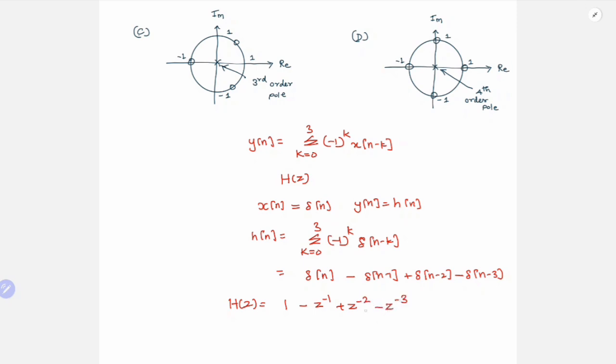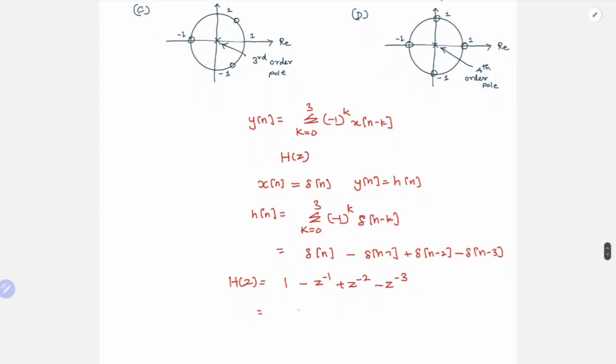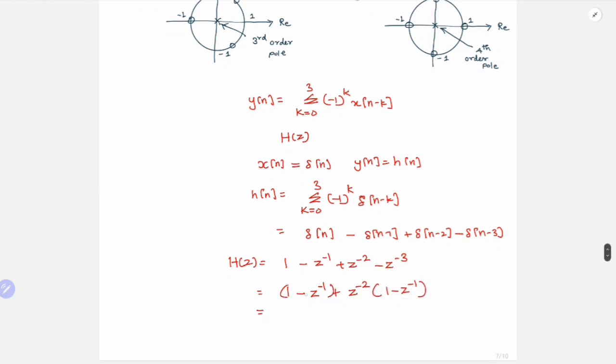Now we need to determine the poles and zeros of this. So let us try to factorize. 1 minus z inverse plus z inverse square into 1 minus z inverse, so this will be 1 minus z inverse into 1 plus z inverse square. If we write it in terms of z, what will we get? We'll have z minus 1 into z square plus 1 by z cube, just multiplying and dividing by z cube, and you multiply here z and here z square. You will get this.